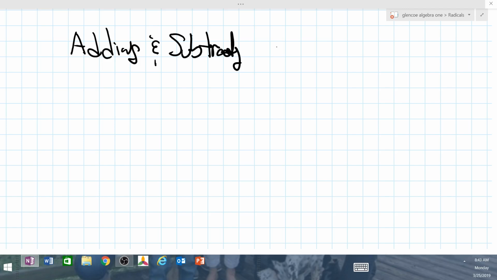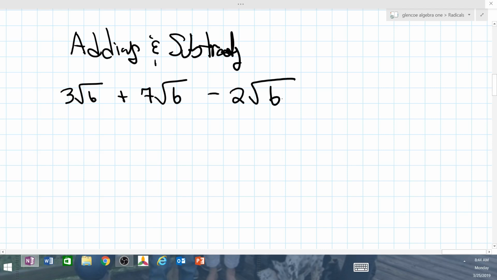I could have given you more, but I didn't. 1 through 12. Should have given you 13. We're going to change that to 1 through 13. And on page 24, I only gave you 1 through 5. So let's just go over one real quick, adding and subtracting. 3 radical 6 plus 7 radical 6 minus 2 radical 6.